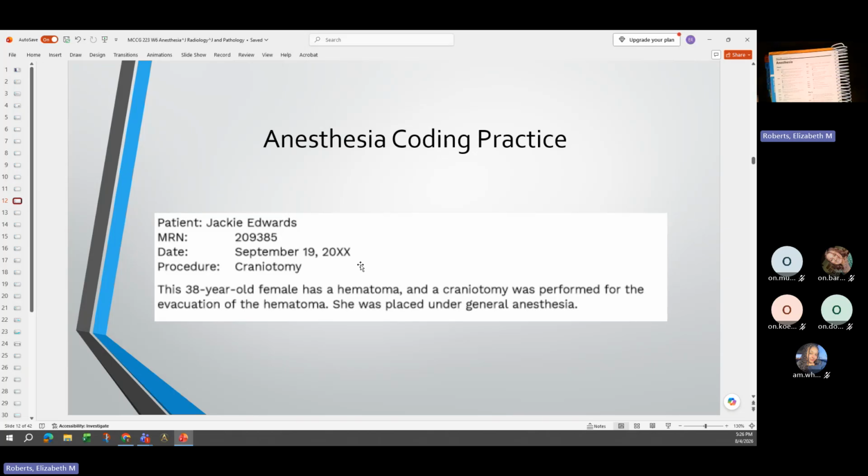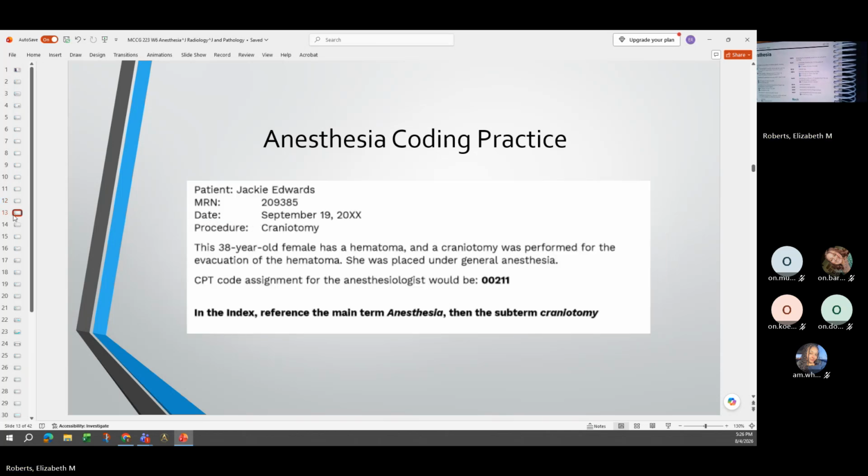Okay, on page 66, 00211. So it's a child code here. It's anesthesia for intracranial procedures, craniotomy or craniectomy for evacuation of hematoma. Perfect, right? 00211. Yeah, there you go. Perfect, beautiful. You guys are good in the chat.